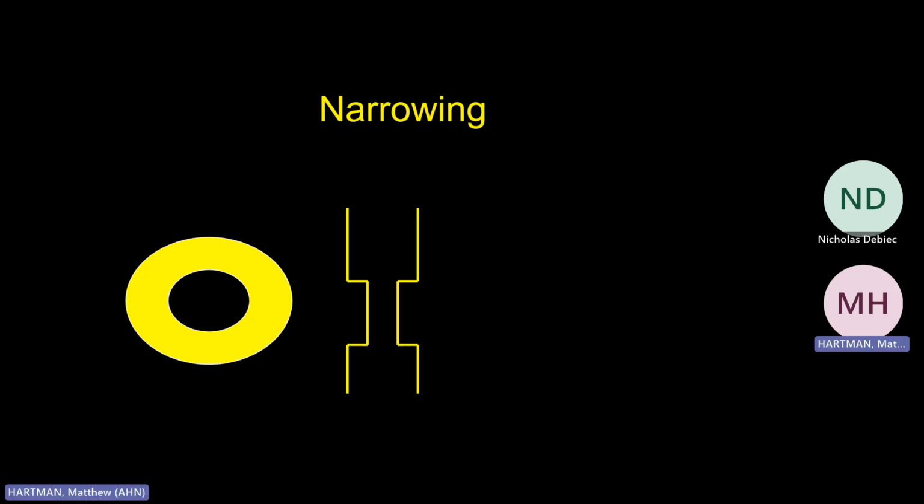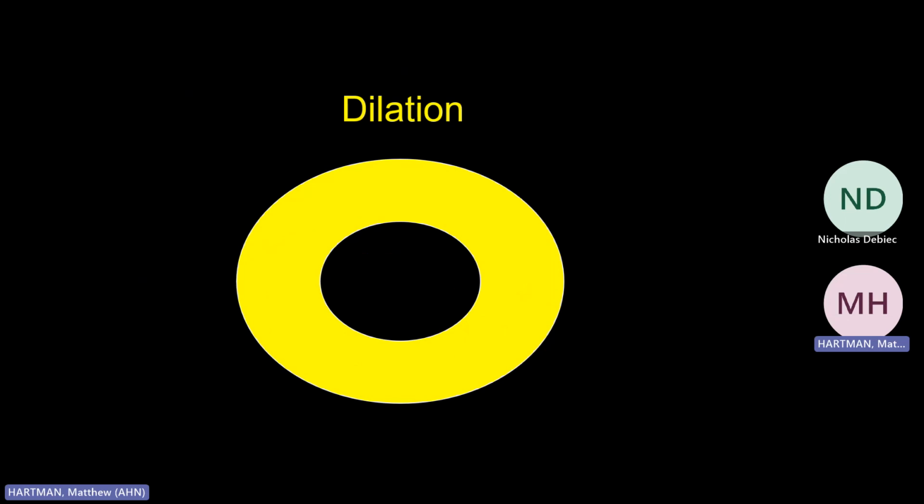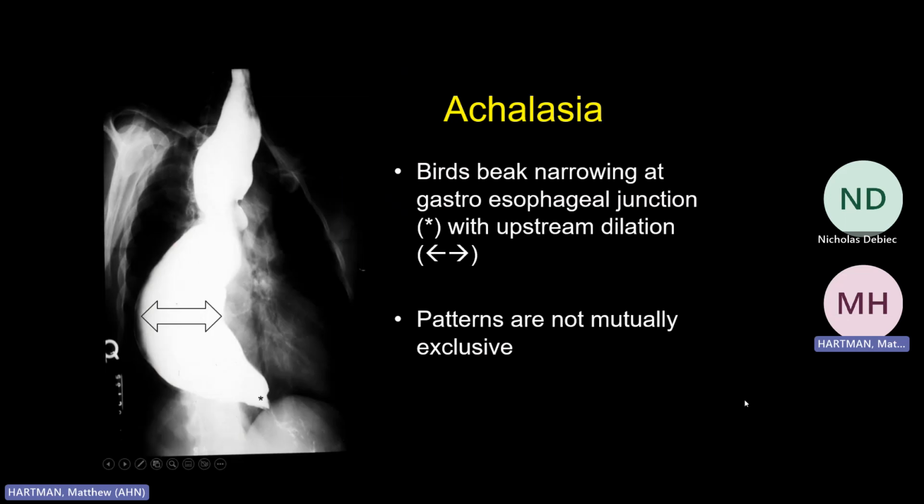Our tube can be narrowed. And it's just like plumbing. If it's narrowed one place, it will be dilated somewhere else. Nice example here is a case of achalasia where we have bird's beak narrowing at the GE junction, and just like plumbing, it's backed up and dilated through the proximal esophagus. This patient's at risk for aspiration.